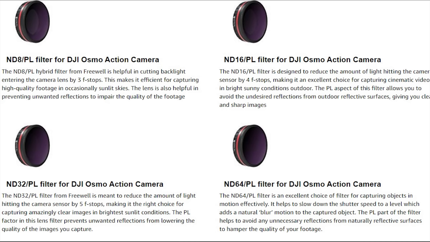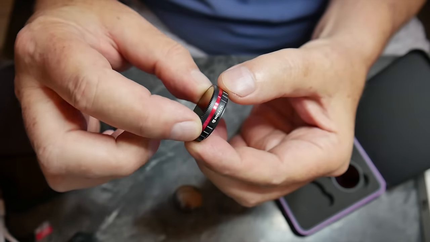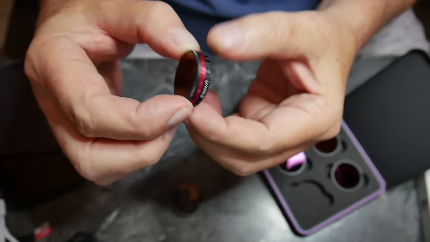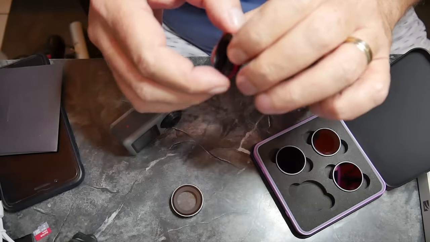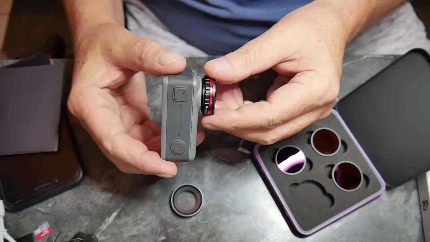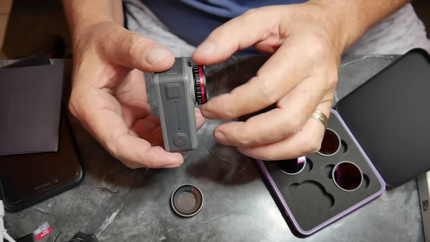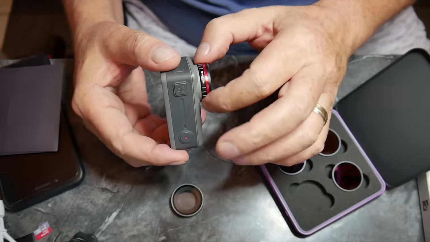Now, probably one of the really nicest things about this Freewell, considering the fact that it is PL, which means that it's polarizer, so it is not going to be waterproof. So that's something that you need to pay very close attention to. It's going to be a little bit splash proof. If you're out in the rain and a couple of water droplets hit it, you'll be fine, but I would not take it into the pool or into the ocean. Basically, do not submerge your camera with these ND filters because the polarizing ring is not a waterproof seal.